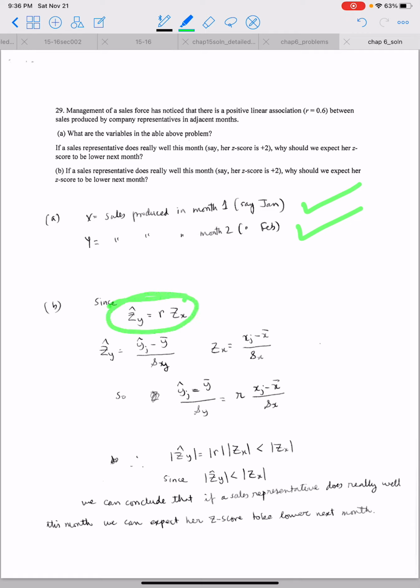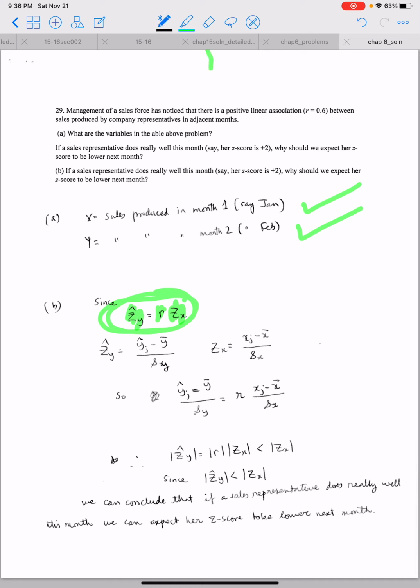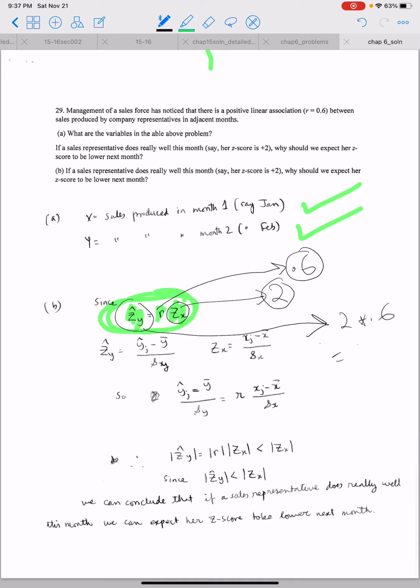Well, according to the regression formula, her expected Z-score for next month is the correlation times her Z-score for this month. We know the Z-score is plus 2 and the correlation is 0.6, therefore her predicted Z-score for next month is 2 times 0.6, which is 1.2.